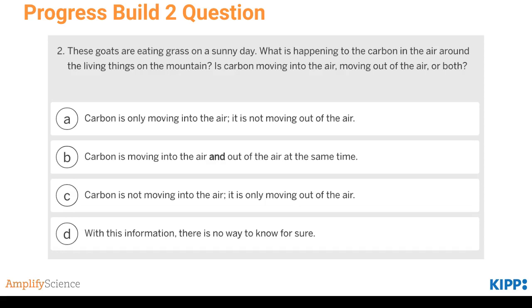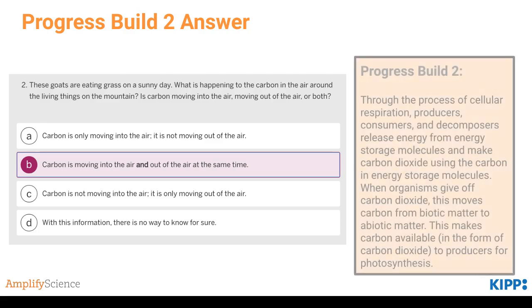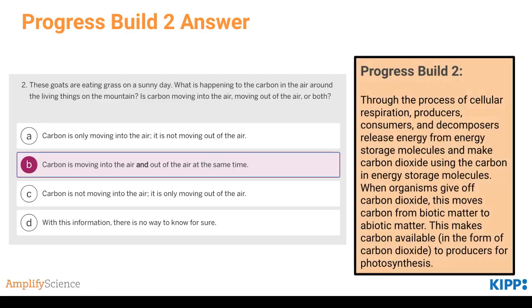All right, go ahead and pause the video, read through the Progress Build 2 question, and see if you can answer this one on your own as well. If you answered B, you are absolutely correct. Carbon is moving into the air and out of the air at the same time on a sunny day, which can be explained in Progress Build 2.